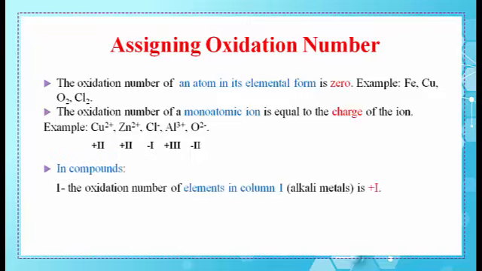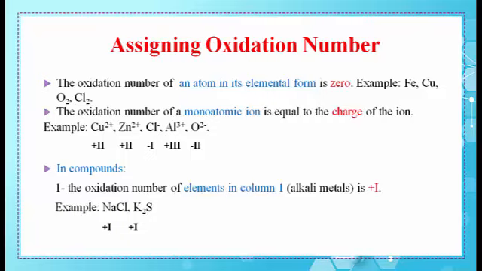Now, in compounds. First, the oxidation number of elements in column 1, which are alkali metals, is +1. An example here is NaCl and K2S. Na is an alkali metal and K is also an alkali metal. Since these elements are alkali metals in compounds, the oxidation number of Na and K is +1.